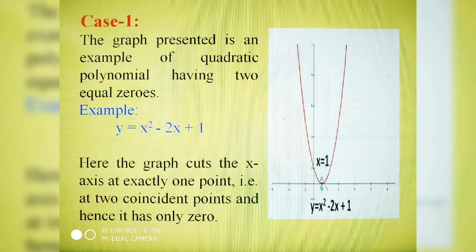Another example is y is equal to x square minus 2x plus 1. If we plot the graph of this polynomial, the graph of this quadratic polynomial represents two equal zeros. Here the graph cuts the x-axis at exactly one point. That means at two coincident points, and hence it has only one zero.